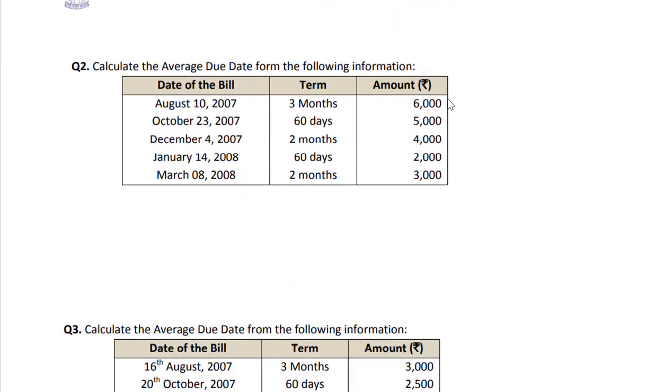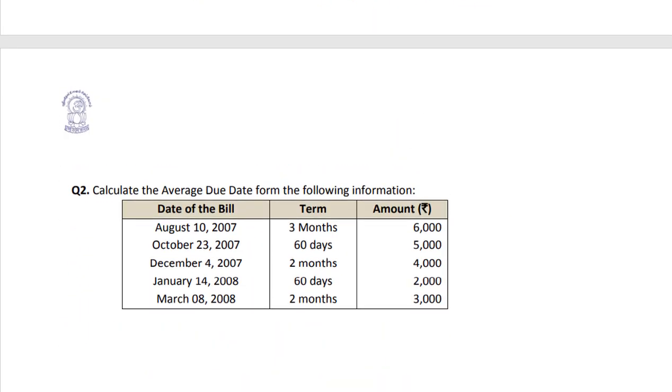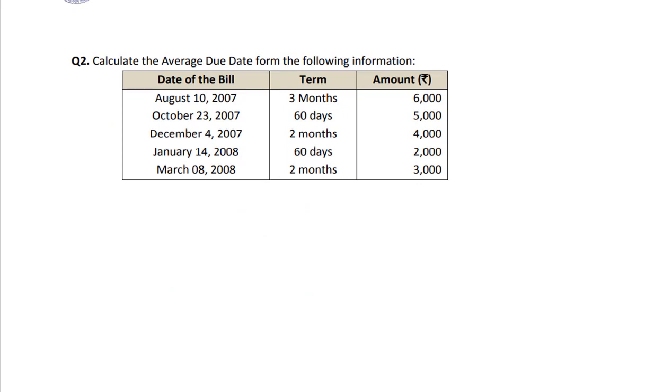Next question. Question 2. Calculate the average due date from the following information. Date of bill is given, terms is given and amount is given.